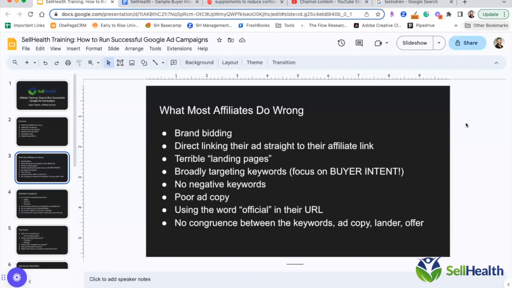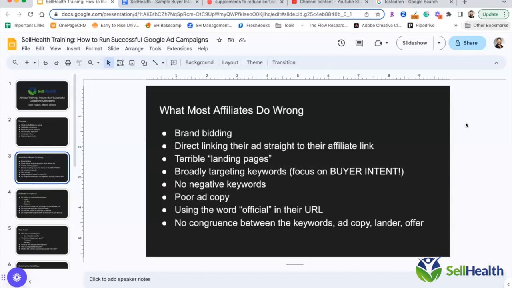Don't do that, because once they click on the link and they go to your landing page and see that it's not the official site, it's going to turn the customer off. Also, it's against our terms and conditions to use the word official in your URL on your page. You cannot pretend to be Leading Edge Health. Okay. And then lastly, and this is probably one of the biggest things that affiliates do wrong, is that there's no congruence. So there's no equality.